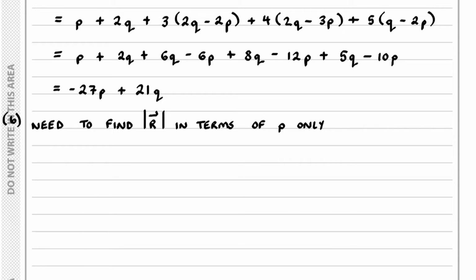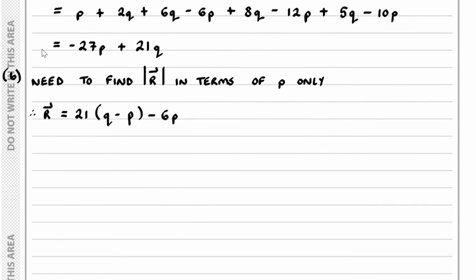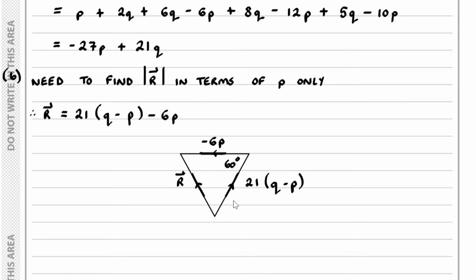Now, for part B, what we need to do to begin with is find the magnitude of R in terms of P only. We want to find out what P is. So, we can rewrite R as 21 multiplied by Q minus P subtract another 6P. That's the same as minus 27P plus 21Q. So, if we draw a diagram, we've got R, which is equal to 21 multiplied by Q minus P subtract 6P.